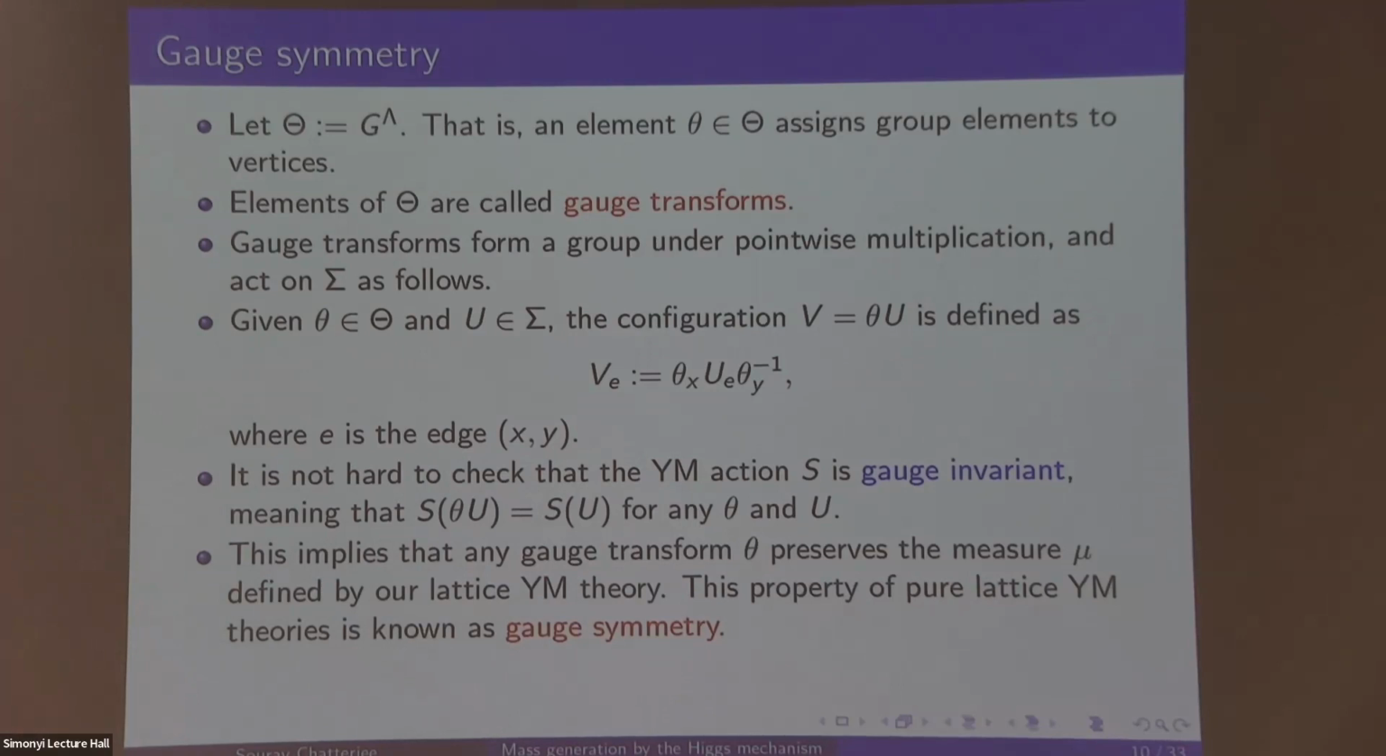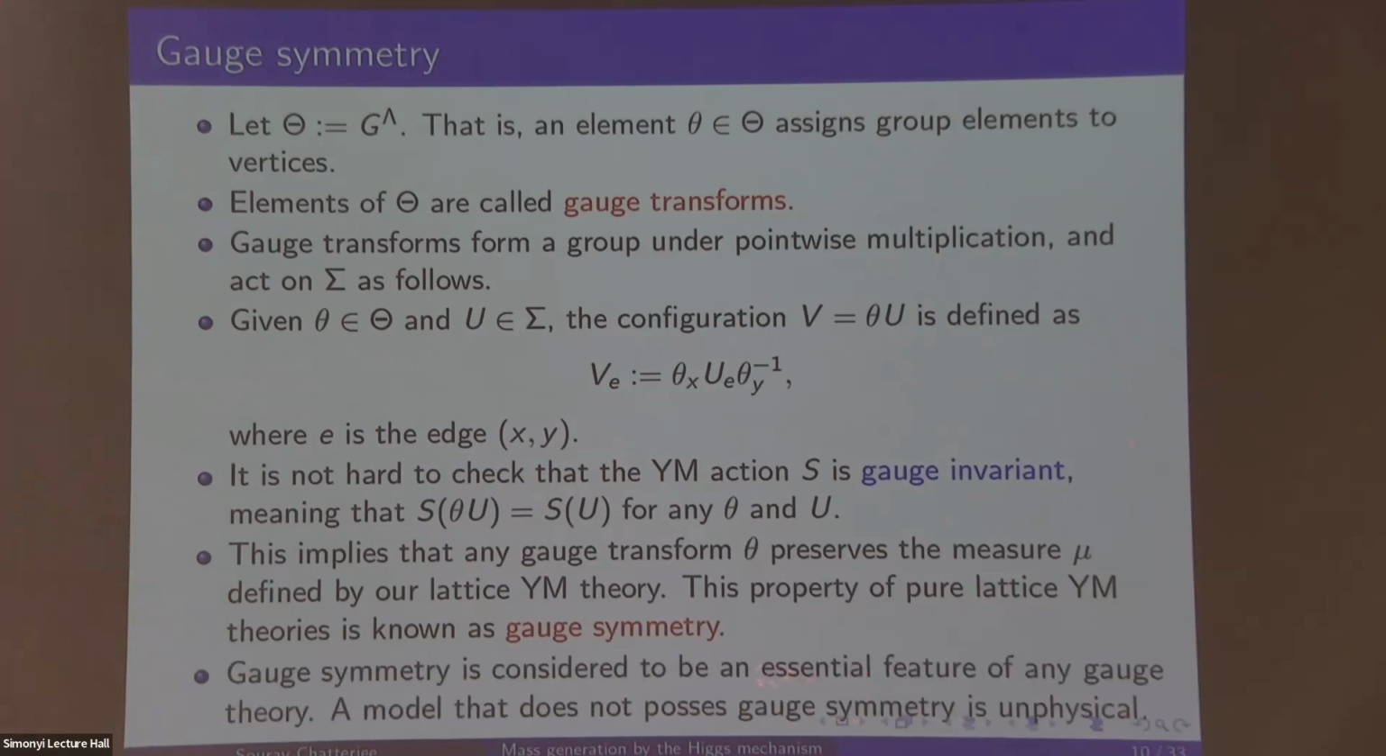Okay, any questions about this? Okay, so gauge symmetry is considered to be an essential feature of any gauge theory, and a model that does not possess gauge symmetry is unphysical, and I cannot go into the details of this. Any physical model should have this gauge symmetry. And it's hard to construct things in the continuum. So that's one of the roadblocks to constructing continuum models: this gauge symmetry becomes extremely difficult to ensure. But in discrete models, this is very simple. You have these discrete gauge transforms, and you can just look at the Yang-Mills action and check that it's gauge invariant, and that does it.